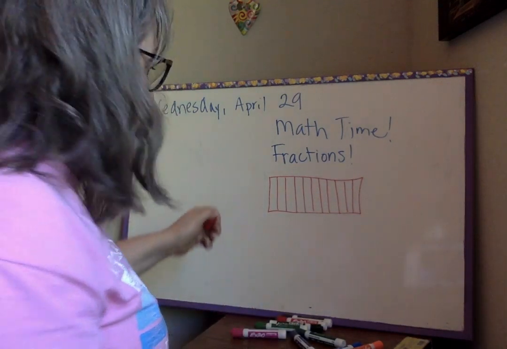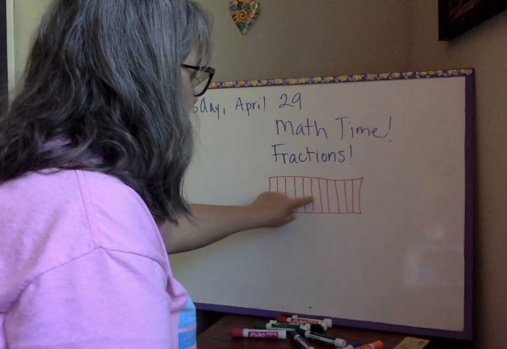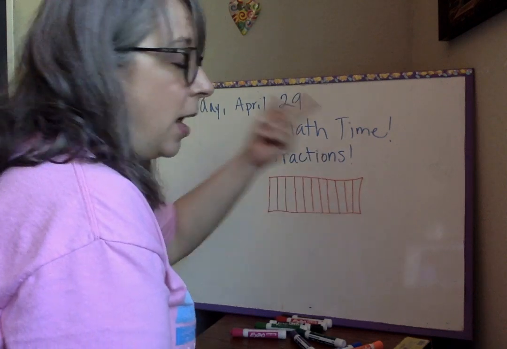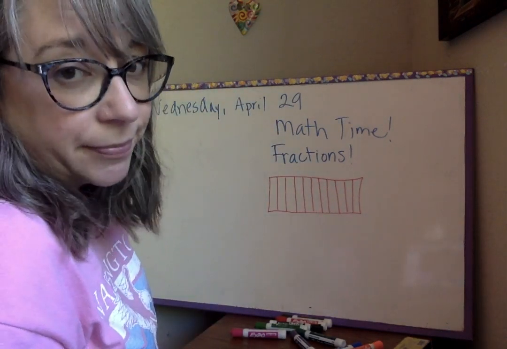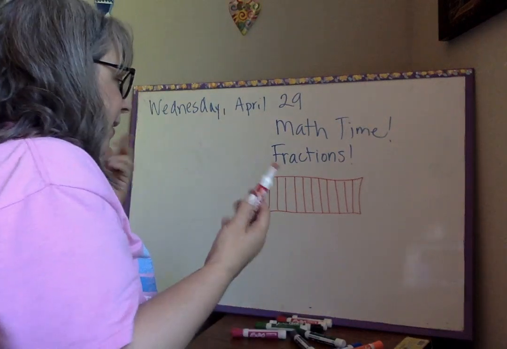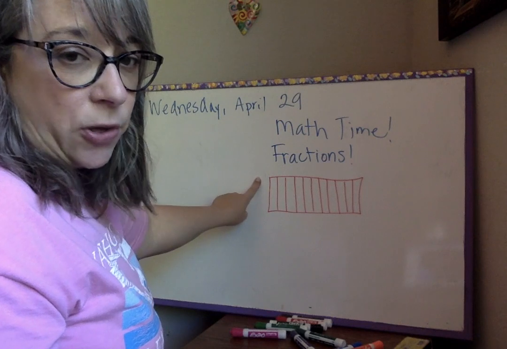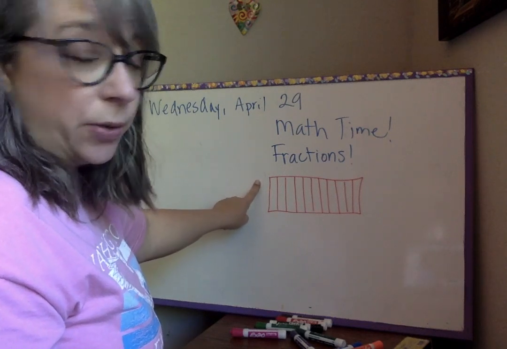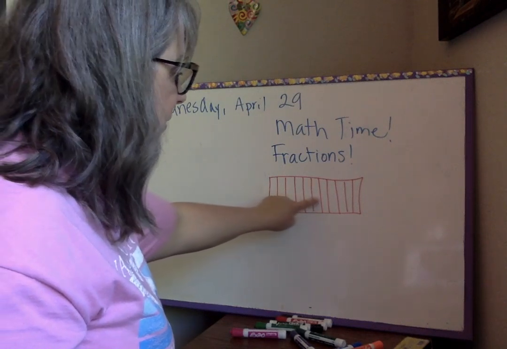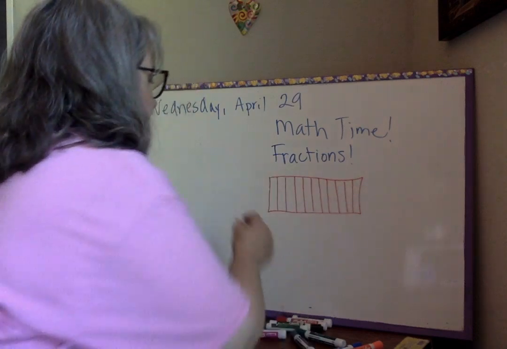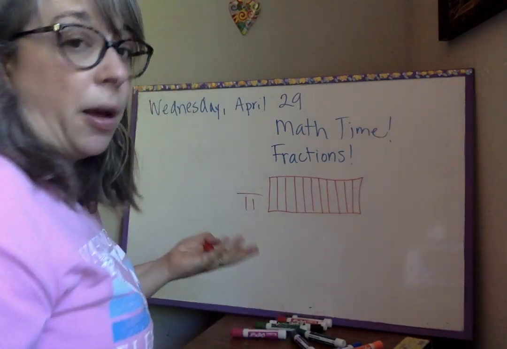It can be any number. I mean, really. 1, 2, 3, 4, 5, 6, 7, 8, 9, 10. I made it 11. Is that okay? Sure, that's fine. I was actually thinking 10, but we're doing it at 11. So here's our whole. And how many parts has this whole been divided into? It's been divided into 11. So 1, 2, 3, 4, 5, 6, 7, 8, 9, 10, 11. So we have 11 as our denominator.